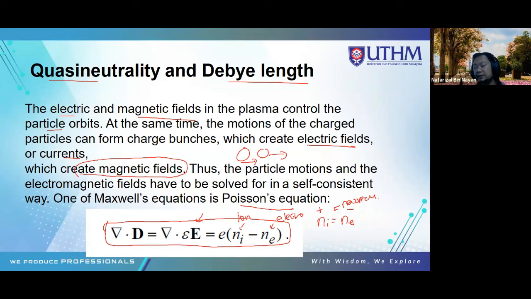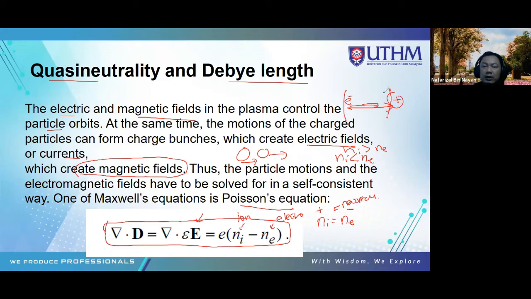If the positive and negative are the same, that will be neutral. But if Ni is less than Ne or Ni is larger than Ne, it will not be neutral. So there must be some field. If we have an electron, it will move toward the positive side here, so we create some field between these two regions.